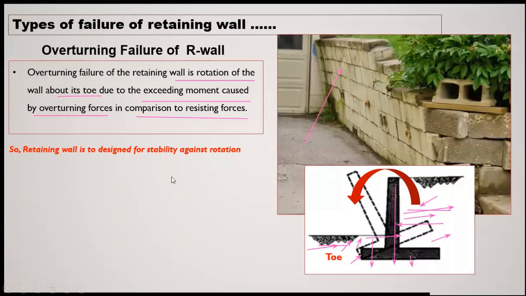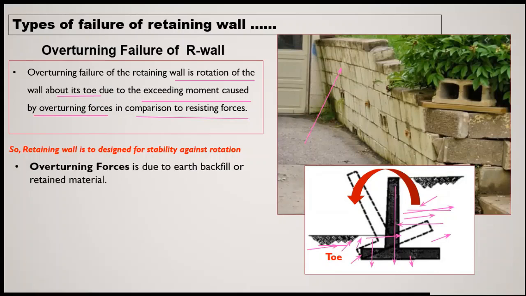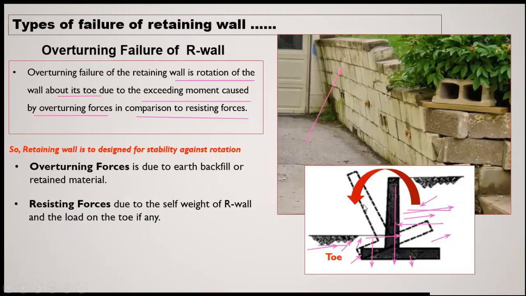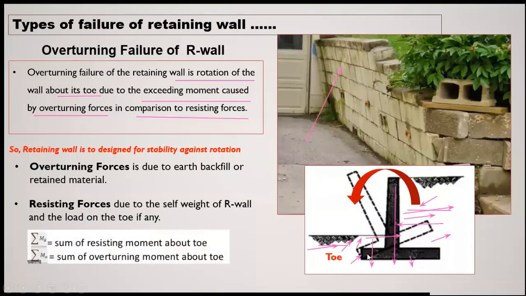Now, a retaining wall is to be designed for stability against rotation. In the last slide, we discussed stability against sliding. Now, another point is stability against rotation. Overturning forces, I already explained, are due to the earth backfill or retained material. Resisting forces are due to the self weight of the retaining wall, load on the toe, etc. Whatever the material is, it will apply gravitational force. That means it will be pressing the toe area, and also there is some earth pressure towards the retained material.